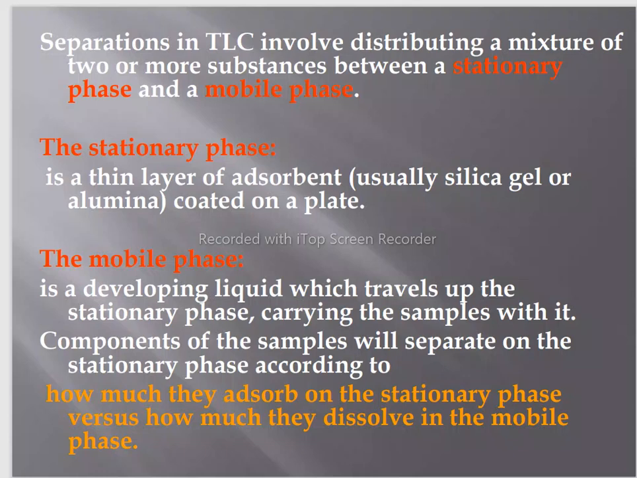The stationary phase is a thin layer of adsorbent, usually silica gel or alumina, coated on a plate. The mobile phase is a developing liquid which travels up the stationary phase carrying the sample with it. Components of the sample separate on the stationary phase according to how much they adsorb on the stationary phase versus how much they dissolve in the mobile phase.